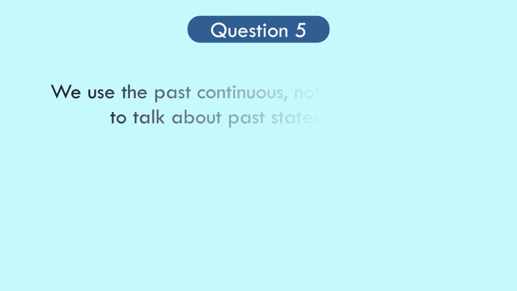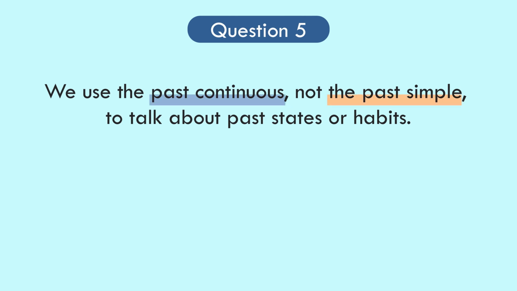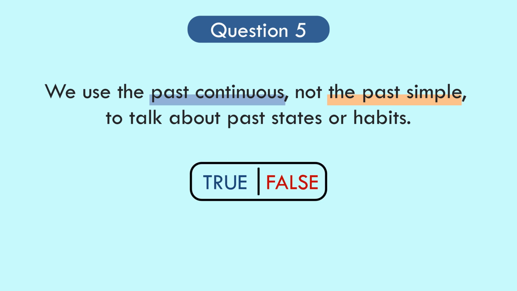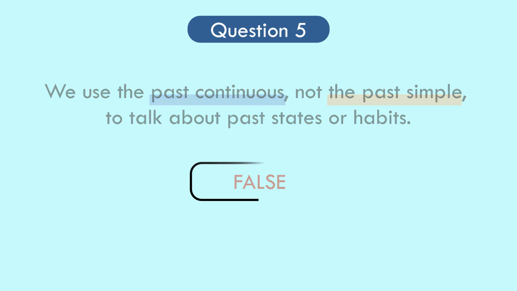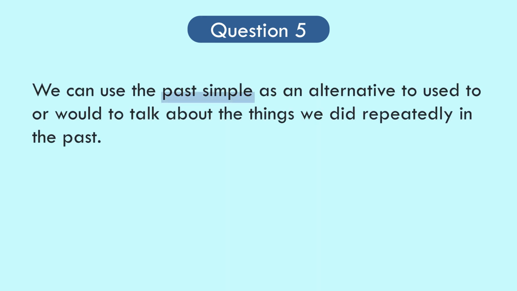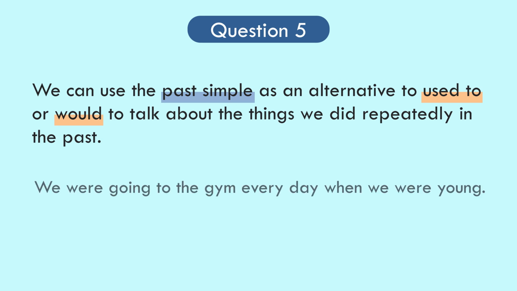Question 5. We use the past continuous, not the past simple, to talk about past states or habits. True or false? False. We can use the past simple as an alternative to used to, or would, to talk about the things we did repeatedly in the past. We went to the gym every day when we were young.